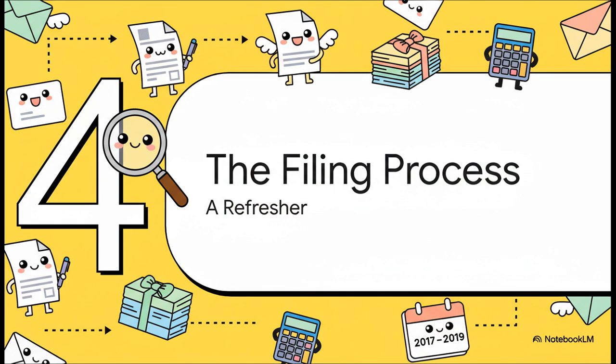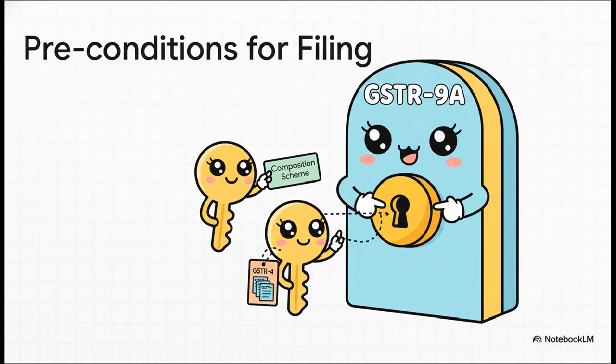All right, so now that we know who had to file and when, let's do a quick refresher on how the whole process actually worked back then. Before you could even dream of filing GSTR-9A, there were 2 big hurdles you had to clear. First, obvious one, you had to be a composition dealer. But the second one, this was the biggie. You had to have filed all of your quarterly GSTR4s for that year. If even one was missing, the system would literally block you. No GSTR4s, no GSTR-9A. Simple as that.